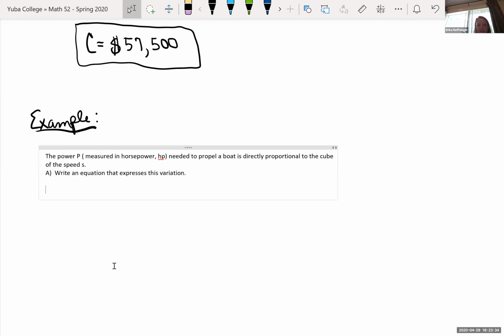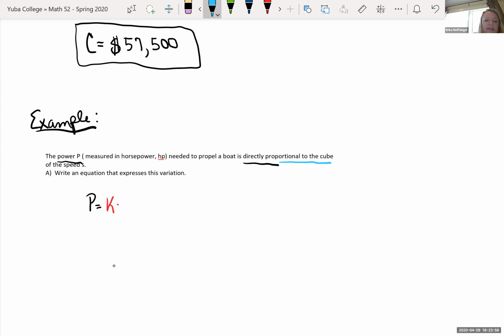Okay, so the power P needed to propel a boat is directly proportional. So I know P is equal to K times the cube of the speed s, so I need my K there. That would be s cubed. So there's our equation.